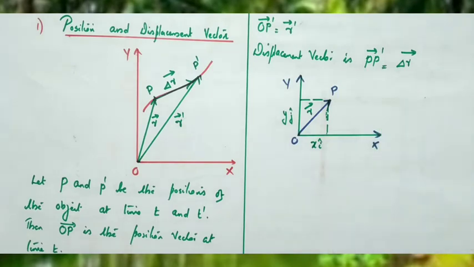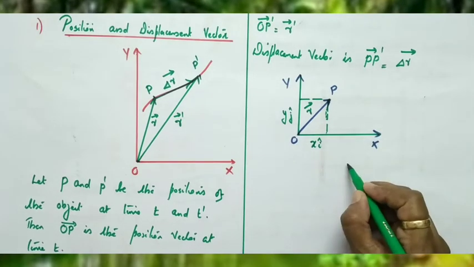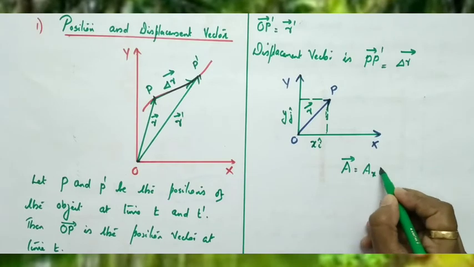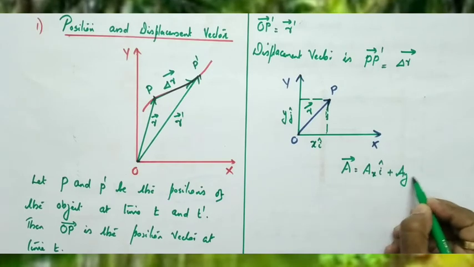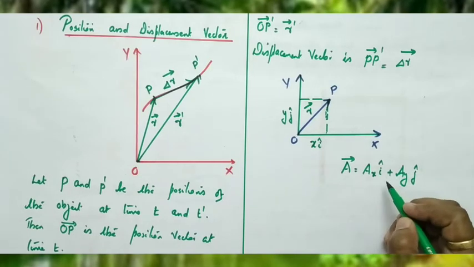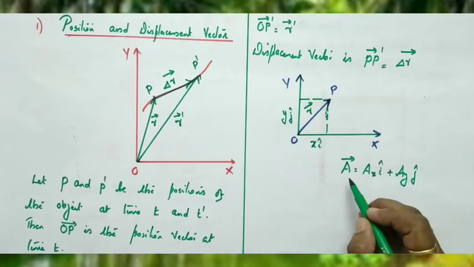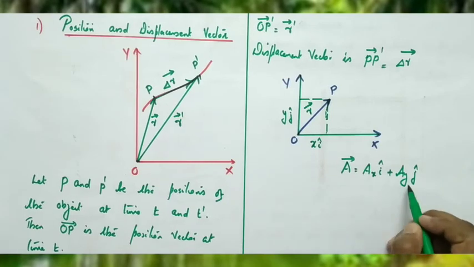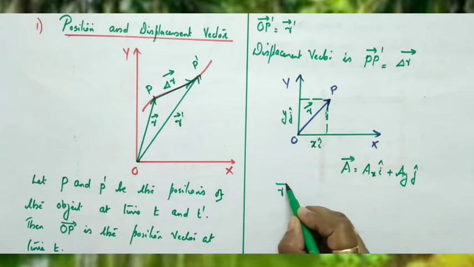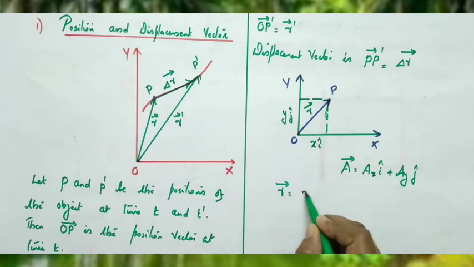We know that any vector in resolved form, for example vector A, can be written as ax i cap plus ay j cap. We are discussing motion in a plane, no? So consider only the two dimensions, x i and j. So vector A in resolved form is ax i cap plus ay j cap. Similarly, what is vector R in resolved form?